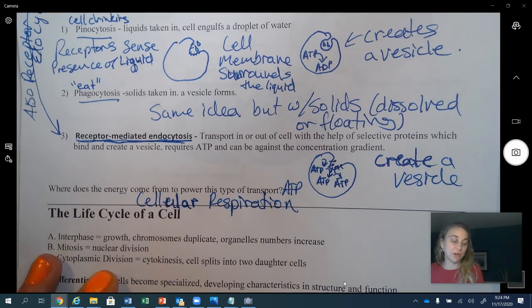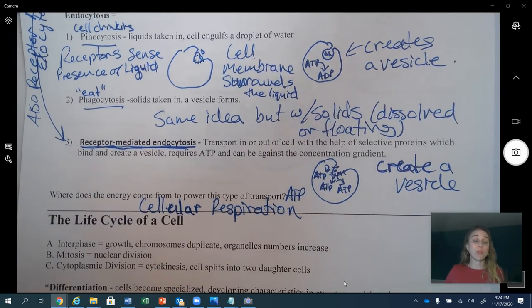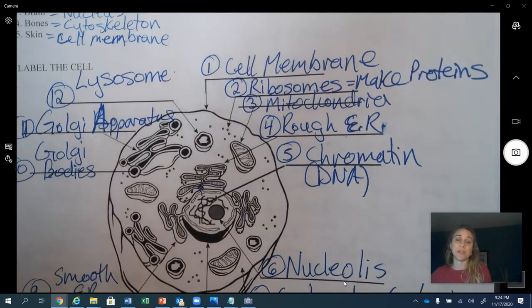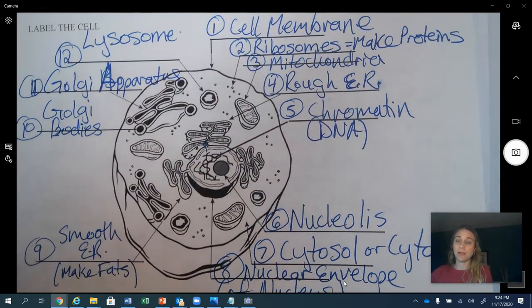All right, very good. Thank you, ladies and gentlemen, for following along on this journey of cell transport, and hopefully that made sense to you. I hope you got a chance to try to label the cell, maybe print out these notes, and there she goes.